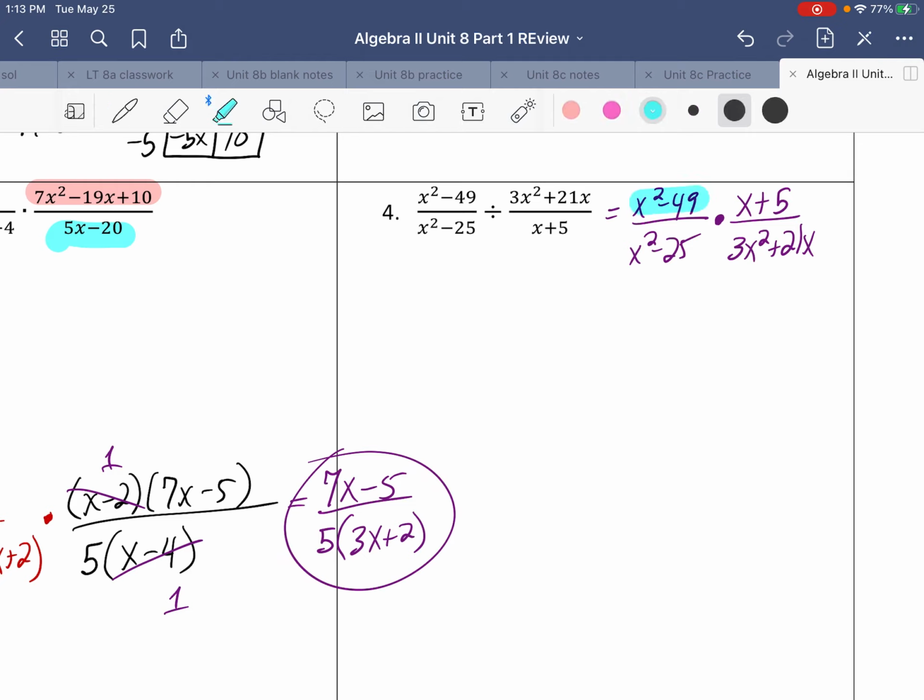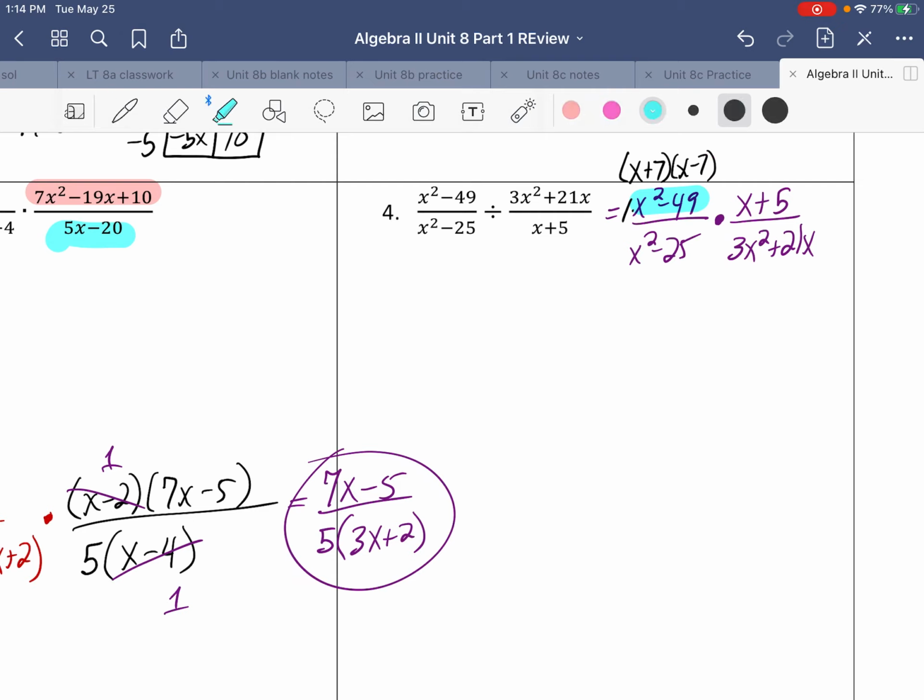Looking at your first numerator, x squared minus 49. Can we factor that? Sure it can. A is 1. It's a binomial, and you can square root both terms. So the square root of 49 is 7, x plus 7, x minus 7.